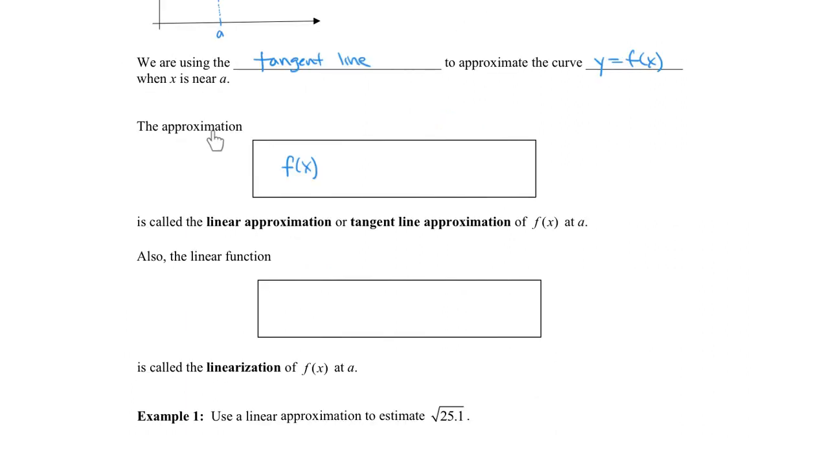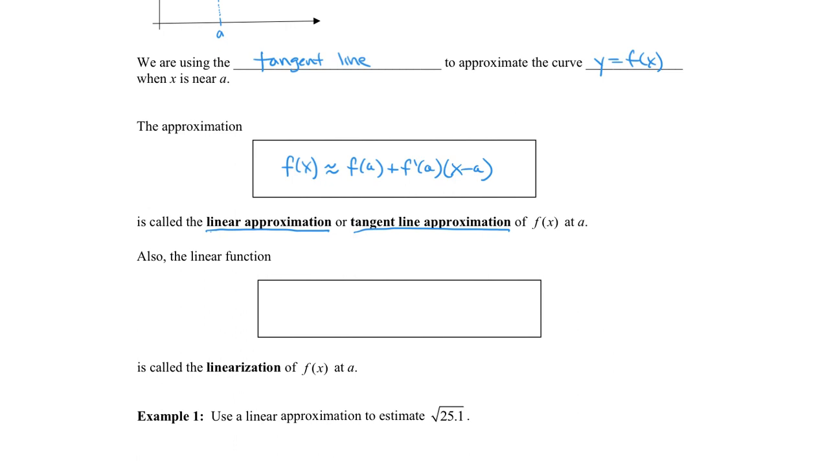Okay, so the approximation f of x is approximately equal to f of A plus f prime of A times x minus A is called the linear approximation, or the tangent line approximation of f of x at A, right? It's only going to be accurate near A. So we have to be close to A.